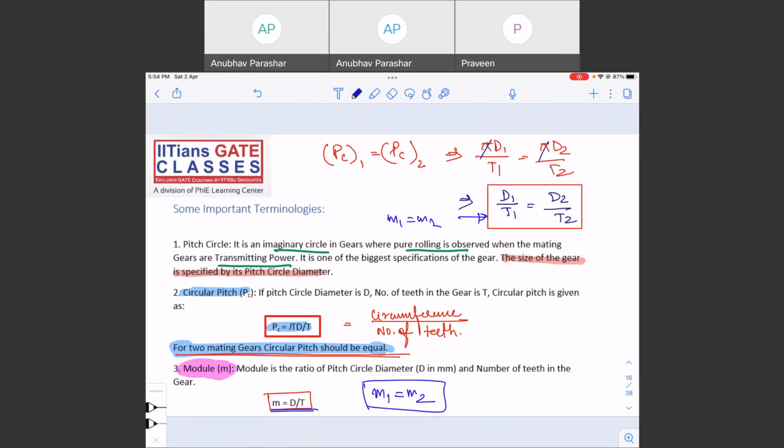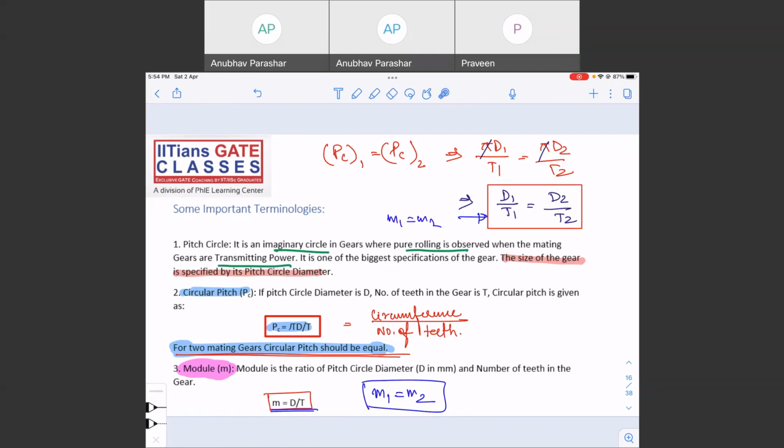Now for mating of two gears, the circular pitch of the two gears should be equal. So circular pitch of 1 should be equal to circular pitch of 2. The pi will get cancelled out, so d1 by t1 is equal to d2 by t2. And now the term d by t is defined as module.